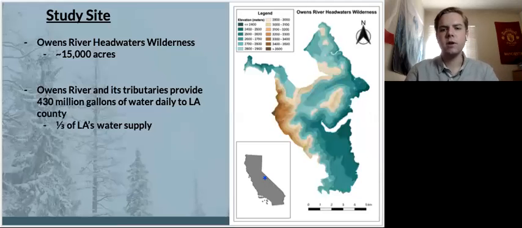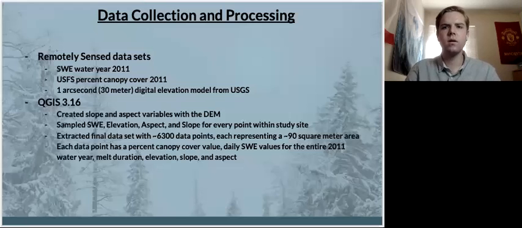The study site that I'm looking at is the Owens River Headwaters Wilderness in the Eastern Sierras. It's about 15,000 acres and it's right next to Mono Lake and Mammoth Lakes, if you're familiar with that area. And I chose it because the Owens River provides 1/3 of LA County's water. So this area at the headwaters where the river begins has potential to increase the amount of water flowing through the Owens that ultimately ends up in the homes and businesses of LA residents.